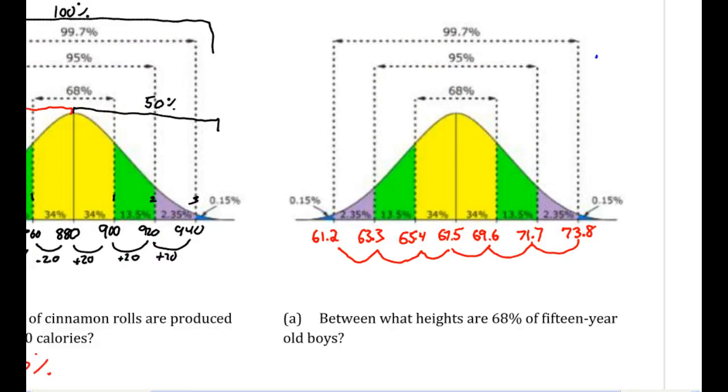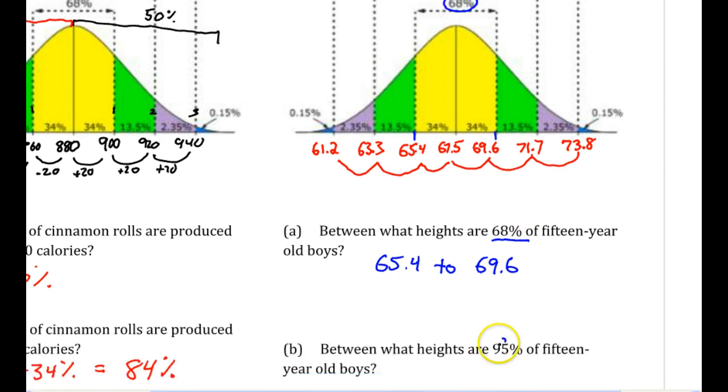Alright, so there we go. Between what heights are 68% of the 15-year-old boys? Now these percentages you're seeing are going to correspond to the ones you're seeing up here. So we have between 65.4 and 69.6. You can say 65.4 to 69.6.